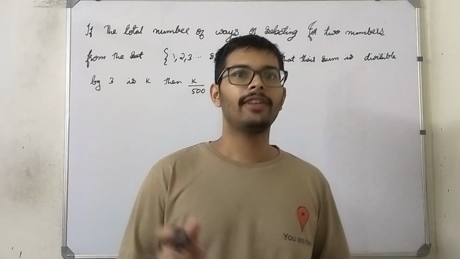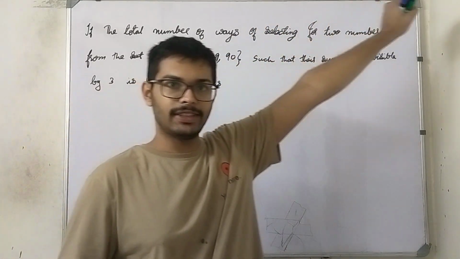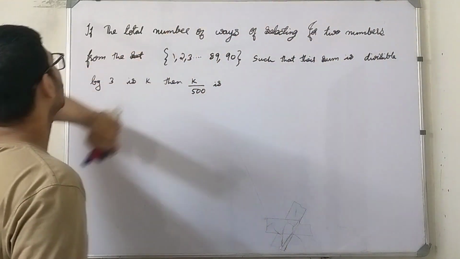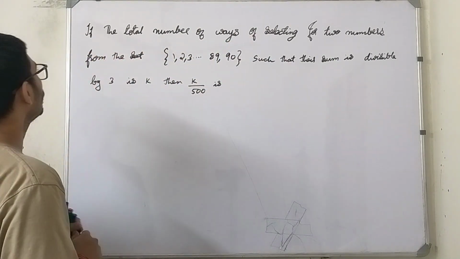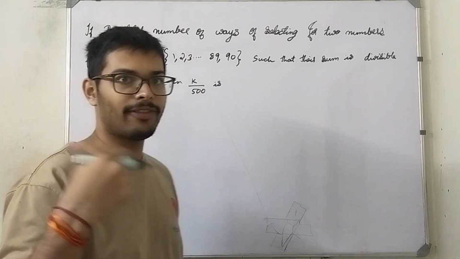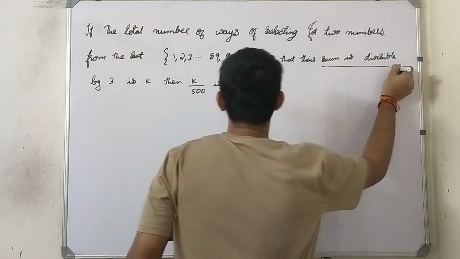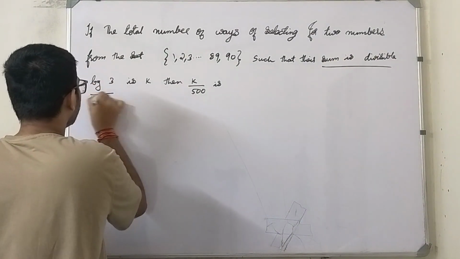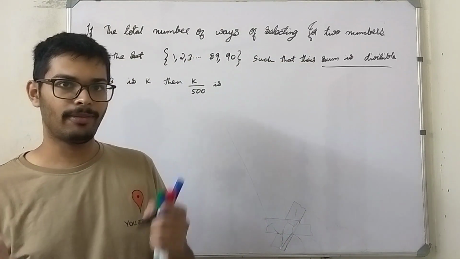Today we will be solving a question from combination. The topic is combination. Let us see the question. If the total number of ways of selecting two numbers from the set, which means we will only select two different numbers from this set, such that the sum is divisible by 3, which means the sum of the digits when we add should be a multiple of 3.